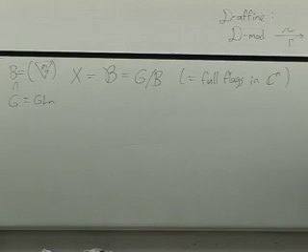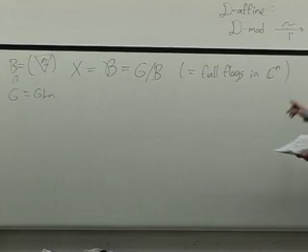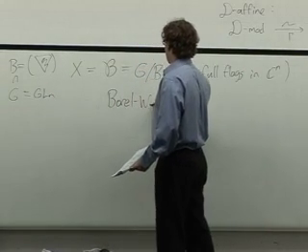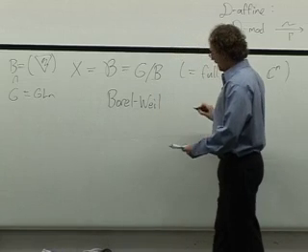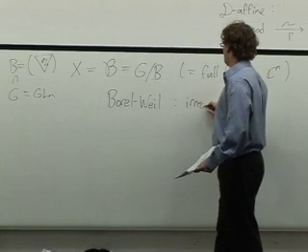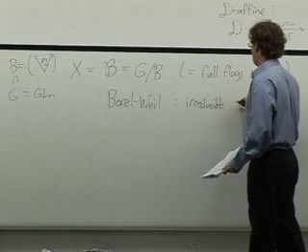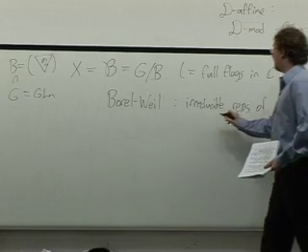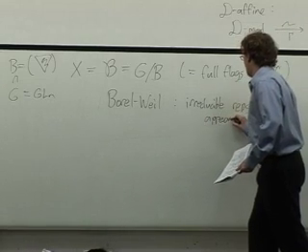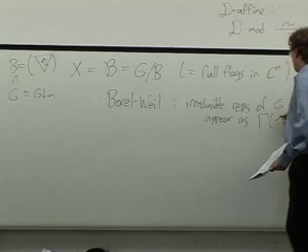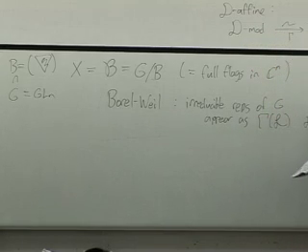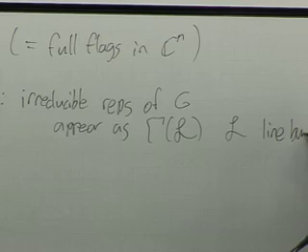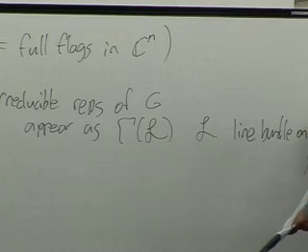And why do I expect this to be a good place? Partly because I know the Borel-Weil theorem. The Borel-Weil theorem tells me that irreducible finite dimensional representations of the group G all appear as global sections of L, for L some uniquely defined holomorphic line bundle on the flag variety.